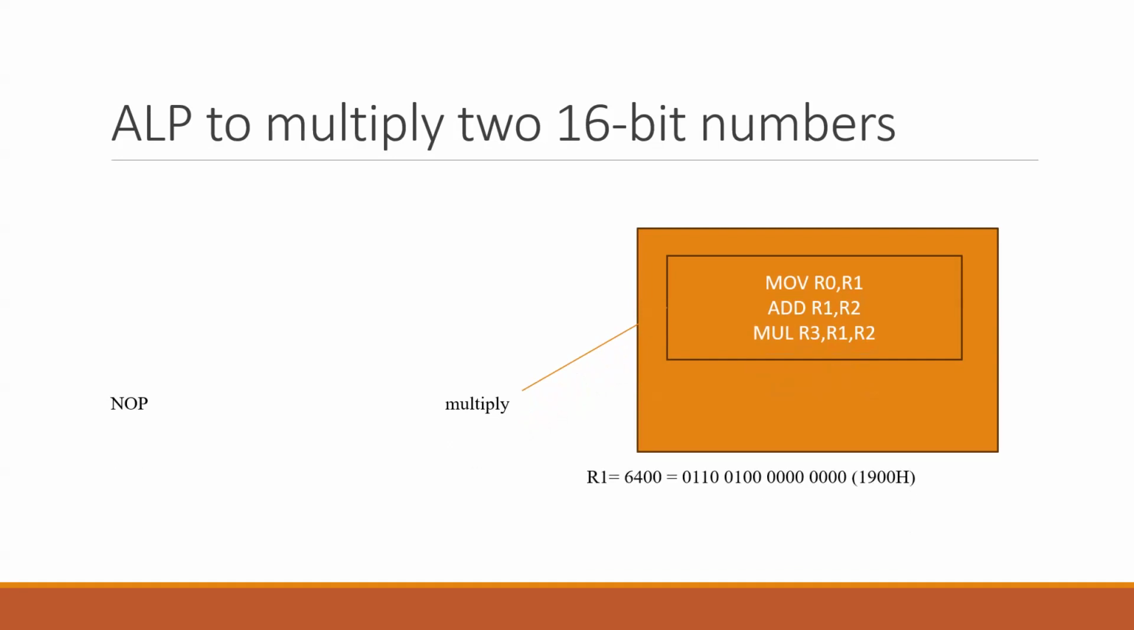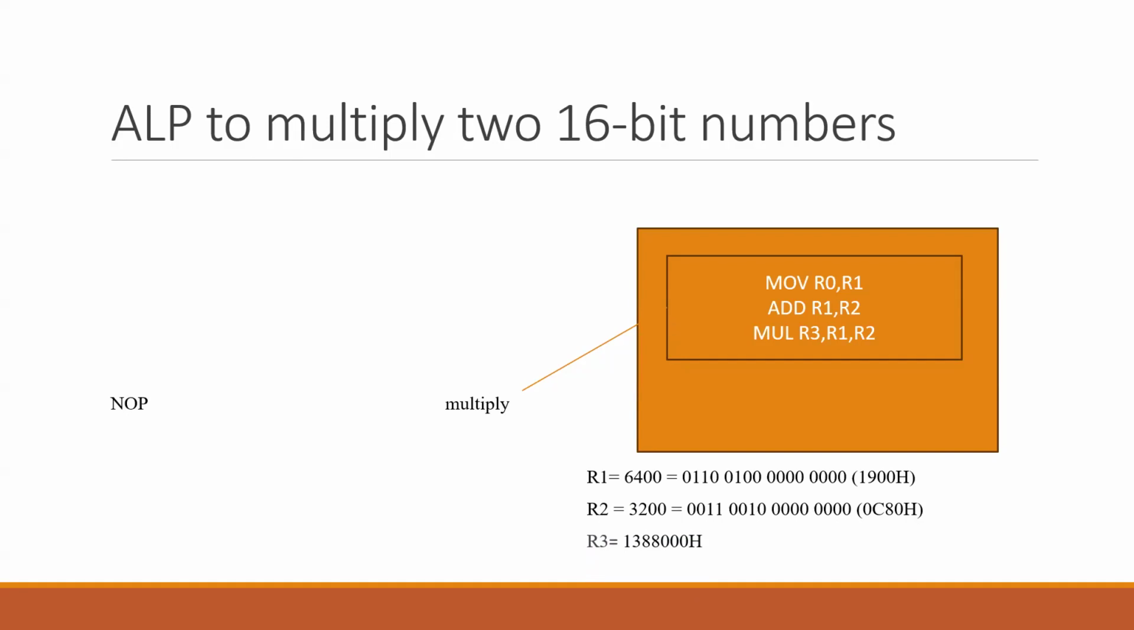Here, we multiply two 16-bit numbers. First, take a 16-bit number into a register called R1, which is equal to 6400 in decimal, whose hexadecimal equivalent is 1900H. Similarly, next take one more number into a register R2, which is 3200 in decimal, and in hexadecimal, it is represented as 0C80H. Now, we have taken two values in two registers.